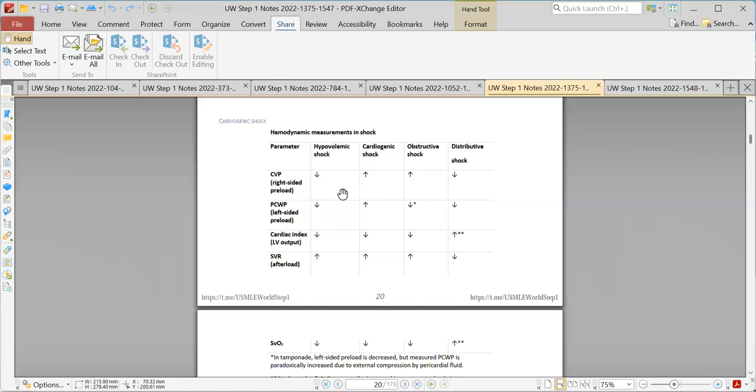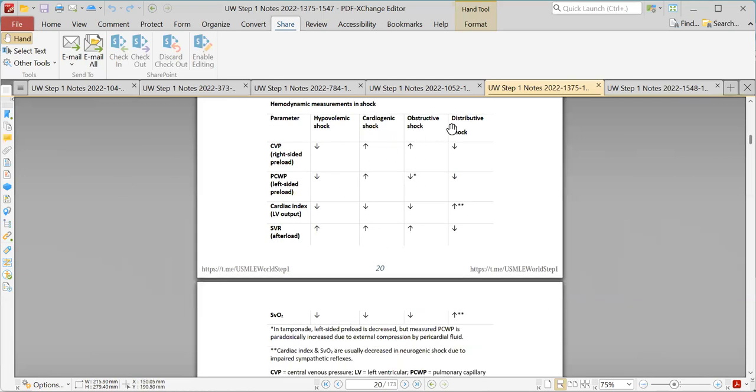In cardiogenic shock, what is happening? The heart is in shock. That's why the cardiac output is low here. That is the only indicator. Other things are all high, but cardiac output is the only thing low because the heart is in shock. This is cardiogenic shock.